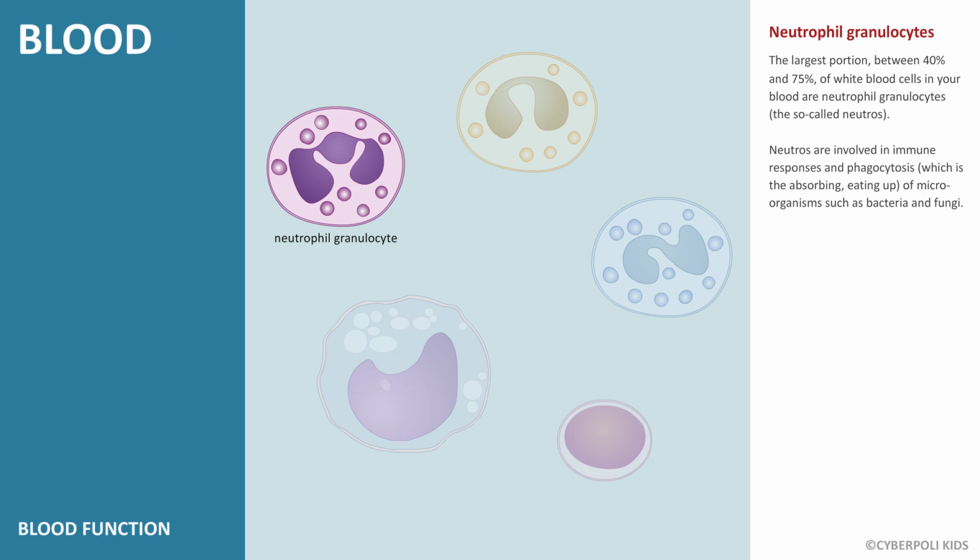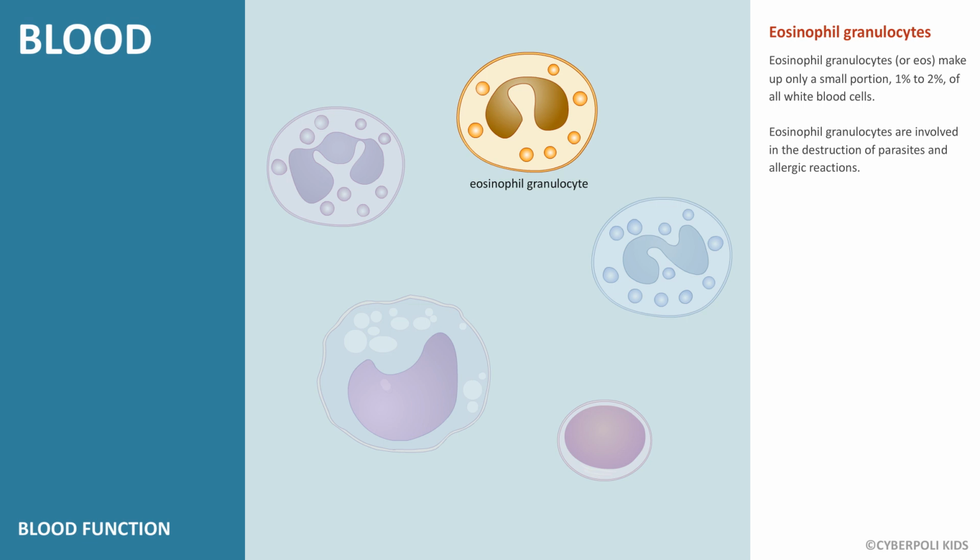Neutros are involved in immune responses and phagocytosis, which is the absorbing, eating up of microorganisms such as bacteria and fungi. Eosinophil granulocytes, or EOS, make up only a small portion, 1% to 2% of all white blood cells. Eosinophil granulocytes are involved in the destruction of parasites and allergic reactions.